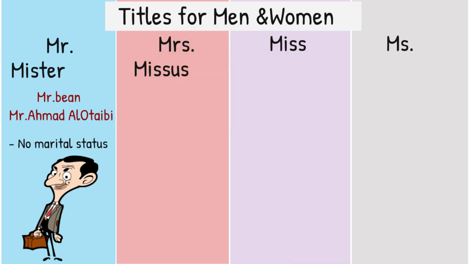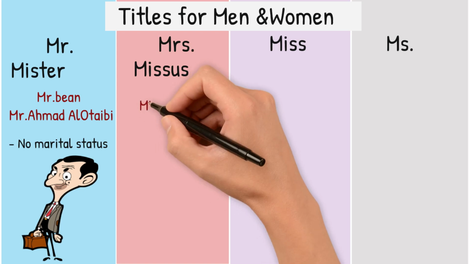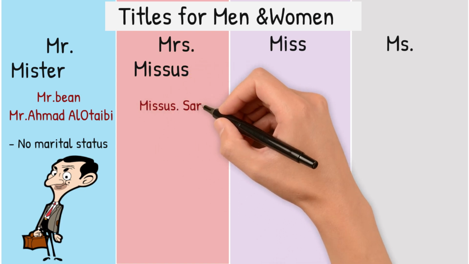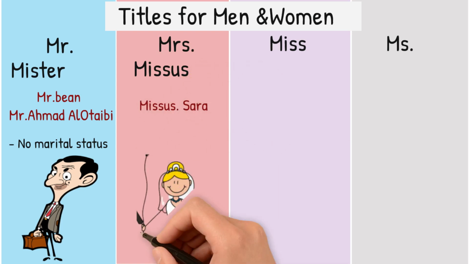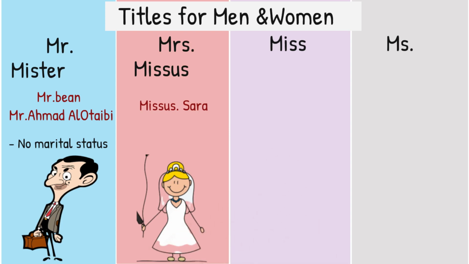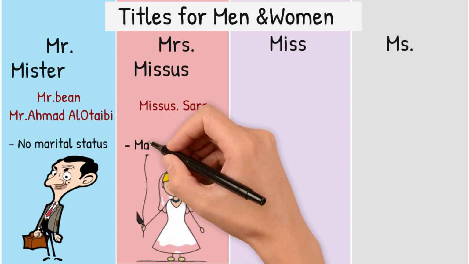Mrs. For example, Mrs. Sarah. We know that Sarah is married because Mrs. is used to refer to married women.